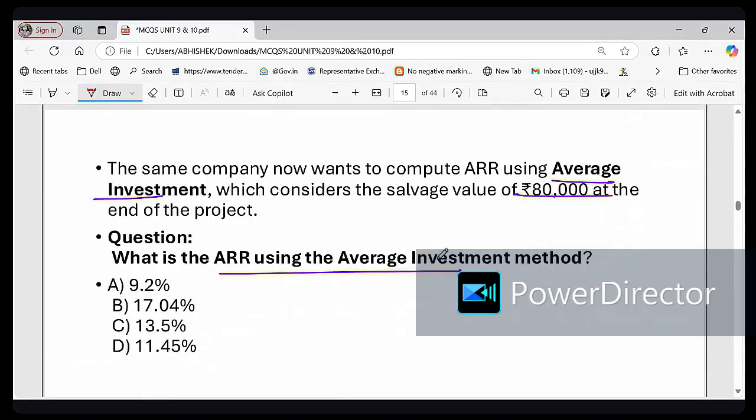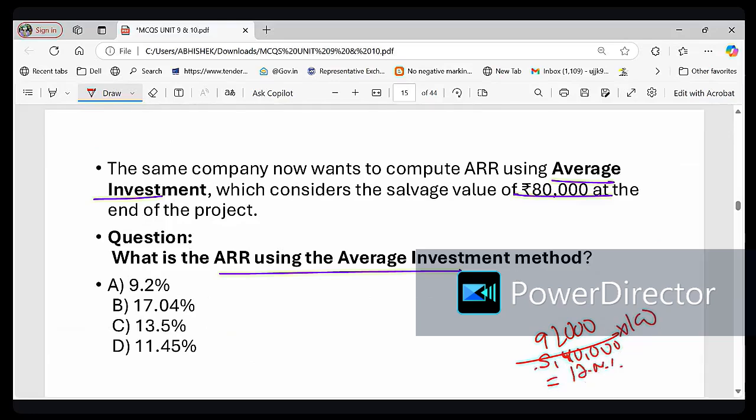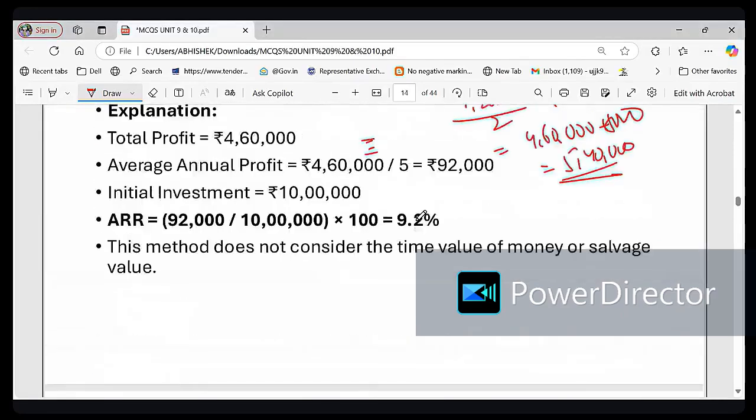And what is your average profit? Average profit is 92,000, I think. Yes. So 92,000 divided by 5 lakh 40,000 multiplied by 100, right? So how much it is? 17.04%. Yeah, 17.04% is the correct answer, right? The previous question, it was some mistake. I will again correct it, right? So this is how this formula you have to use, right?